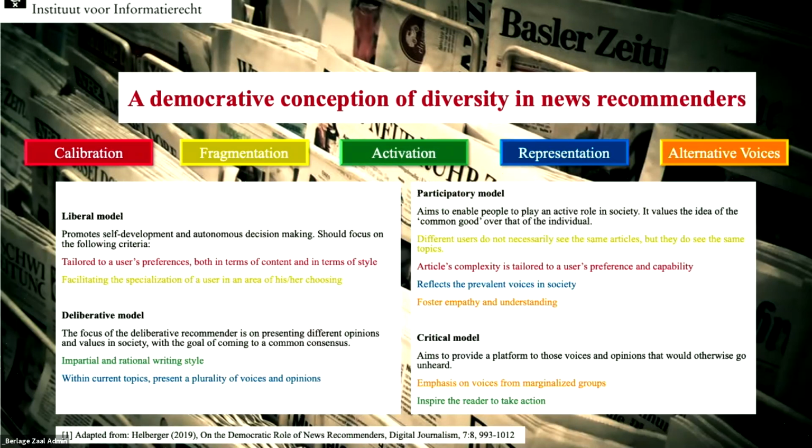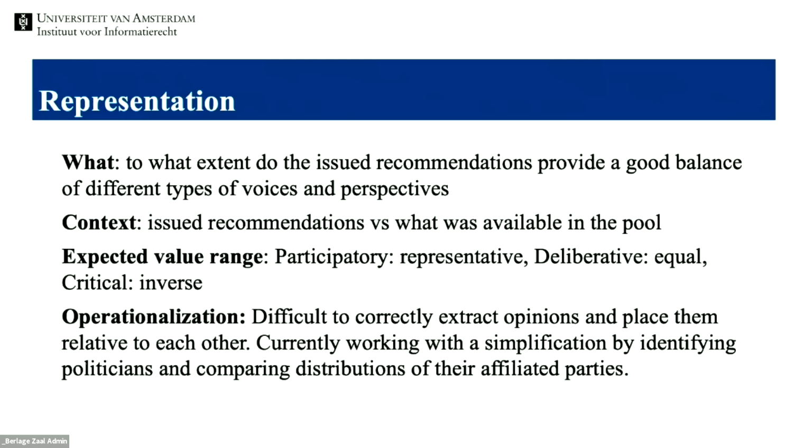So we have calibration, that's how much we tailor to user preferences, for example. We have fragmentation, like how much do we specialize what we recommend to a user, how much we activate them, how present alternative voices are. These kind of things is what we try to do in these metrics. I won't show you all of these metrics. Let me show you one at least, so that you have an idea what's in some of the slides as well.